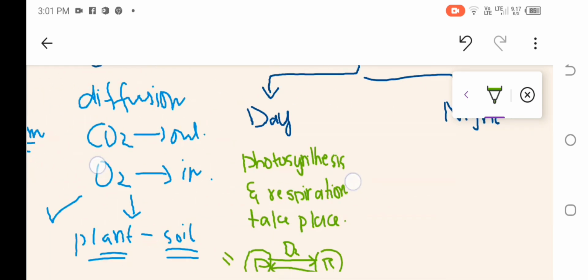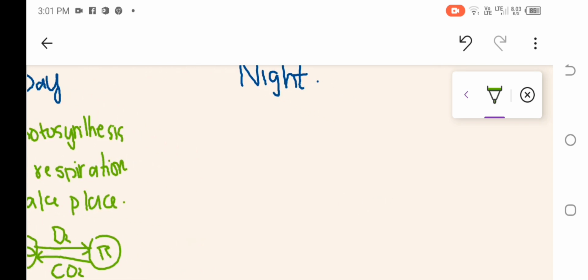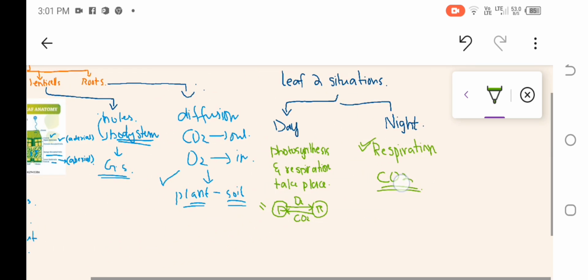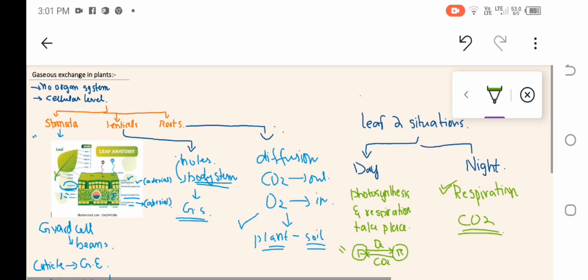At nighttime only respiration takes place, since photosynthesis takes place with the help of sunlight, and in the night we don't have sunlight. So there is only respiration, and only the carbon dioxide coming through the stomata. So these were some of the points on gaseous exchange in plants.